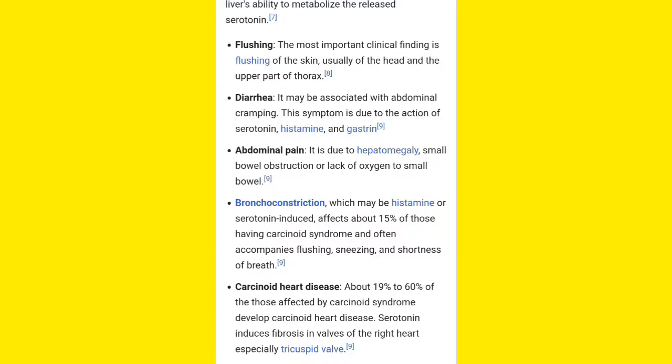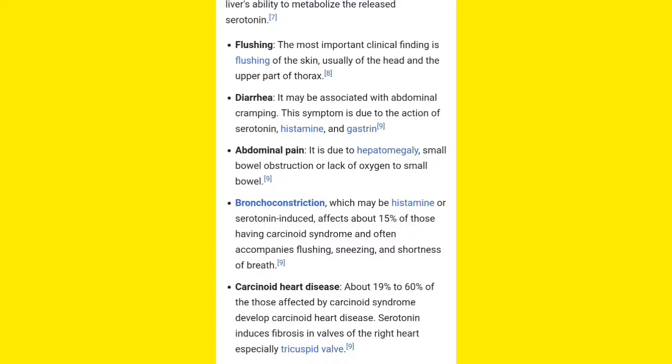Next is diarrhea. You may also get diarrhea. Why is this diarrhea happening? Why loose motions, why is a lot of stool passing? Because of the serotonin. Not only serotonin increases, but other hormones like histamine and gastrin also increase. So basically these things are causing the diarrhea, causing a lot of loose stool.